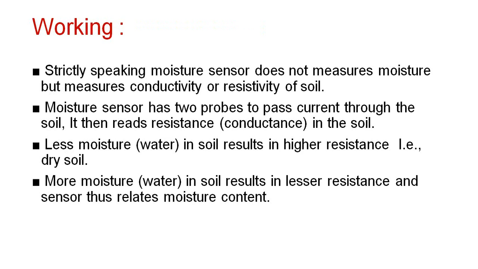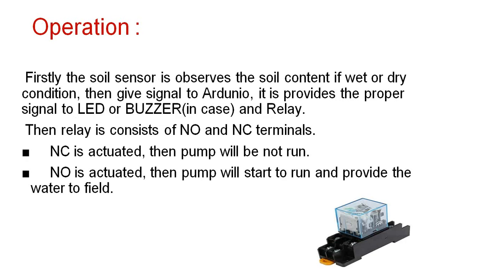The working principle of my project: strictly speaking, the moisture sensor does not measure moisture but measures the conductivity or resistivity of soil. The moisture sensor has two probes to pass current through the soil. Then it reads the resistance and conductance in the soil. Less moisture in the soil results in a higher resistance, that is dry soil. More moisture in the soil results in lesser resistance, and the soil thus relates to the moisture content.